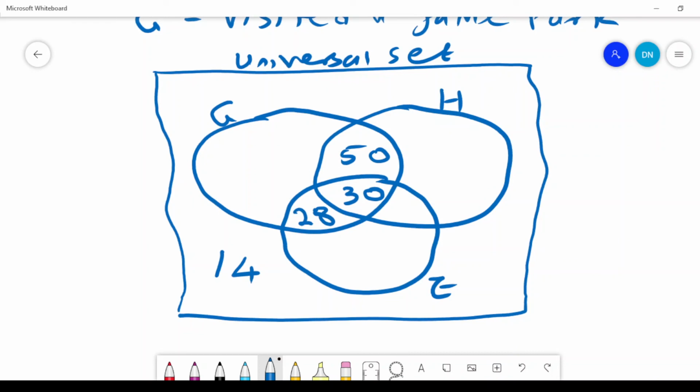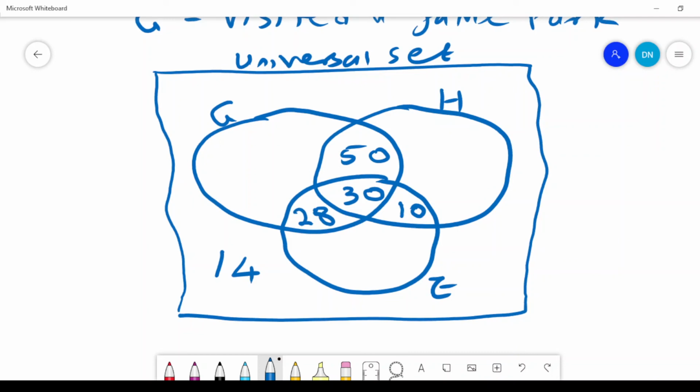Now, 40 visited a zoo and stayed at home. So this is 30 and this is 10, and that makes 40. So we have taken care of 58. We have taken care of 30, 80 and 40.